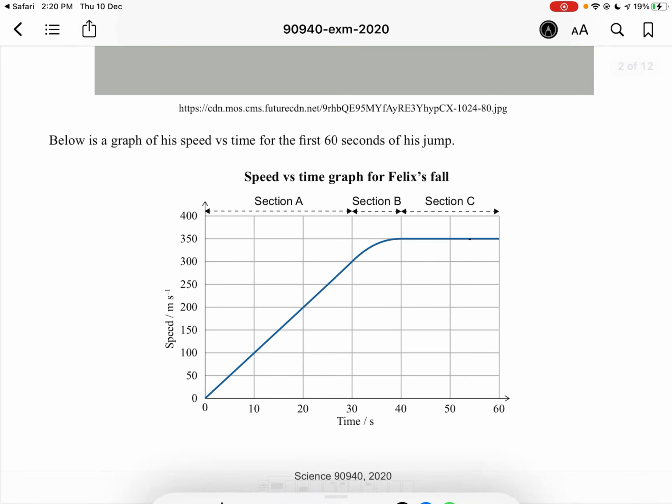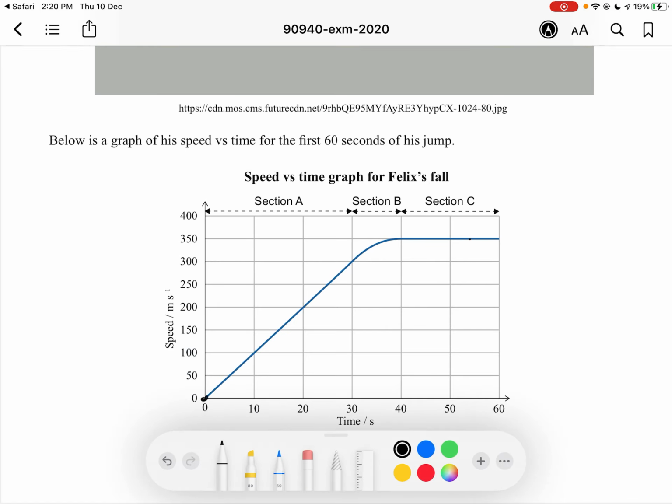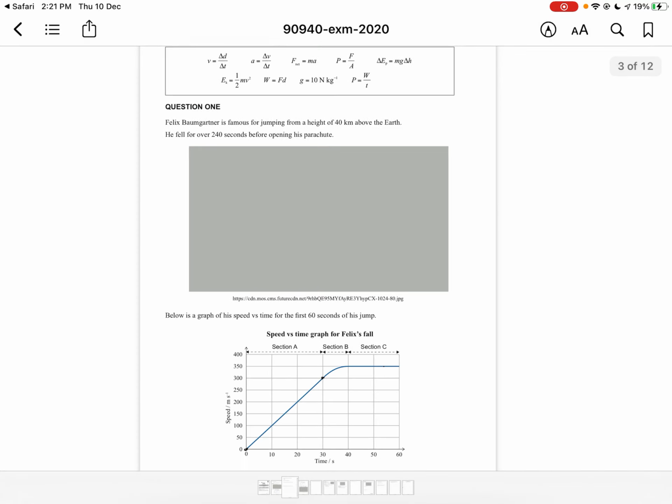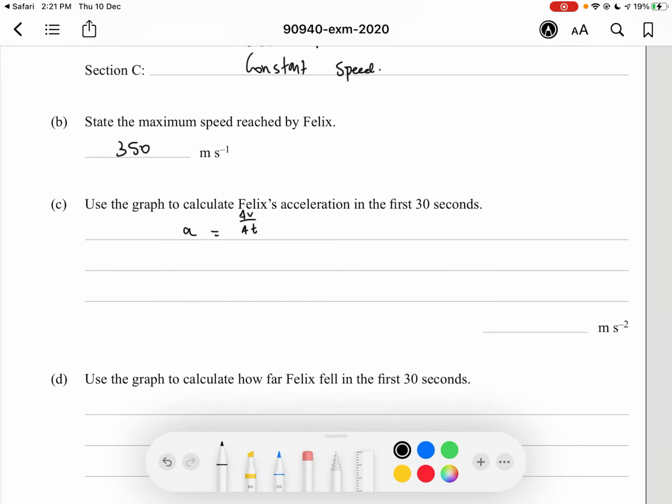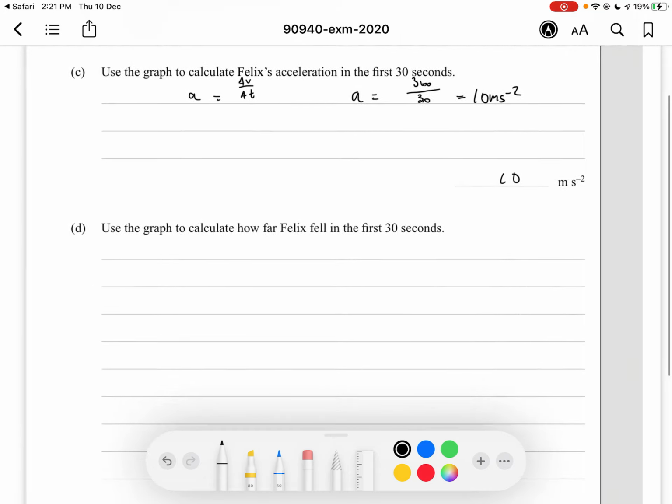As we can see here, Felix starts at 0 meters per second and he reaches a speed of 300 meters per second in a time of 30 seconds. So the change in speed is 300 and the change in time is 30. So acceleration is 300 over 30, which equals 10 meters per second. Oh, sorry, per second squared. Apologize. Okay, so that's our answer for that question.